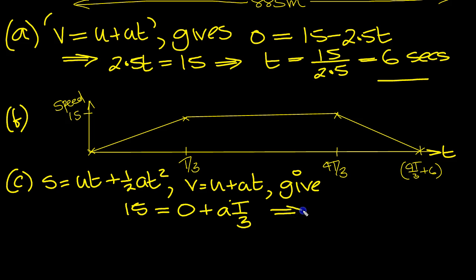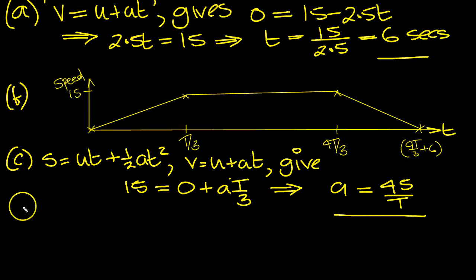So v equals u plus acceleration times the time, t over 3. So the acceleration then is equal to, move the 3 up to 45, and move the t down to divide 45 over t. So there's the acceleration. Now we can use s equals ut plus half at squared.